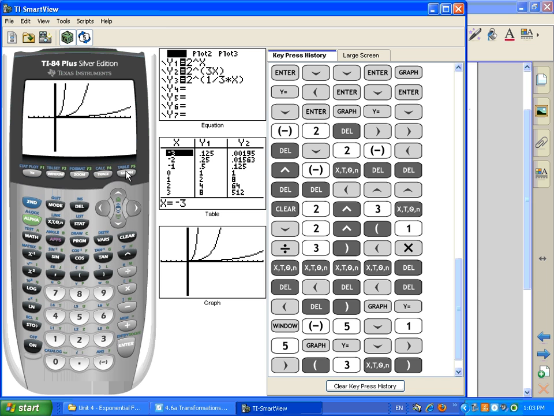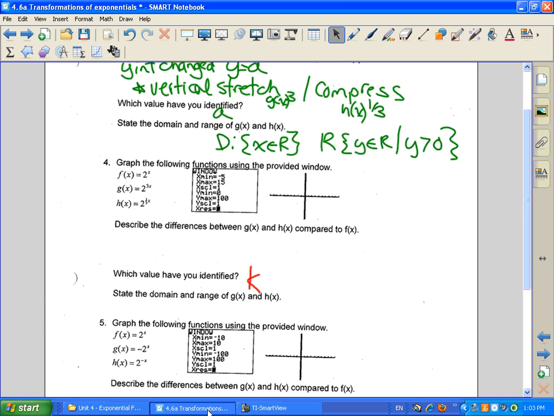Okay, let's transfer those over. All right, so here's my first one. Use black. Okay, our second one went really, really steep. And our third one went kind of wide on us. All right.